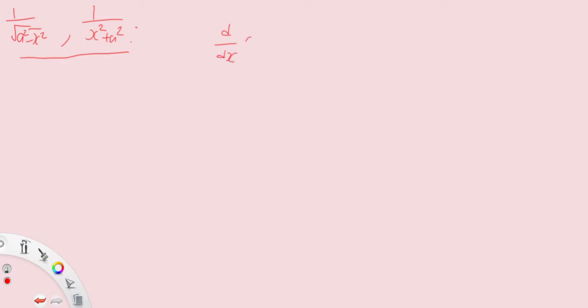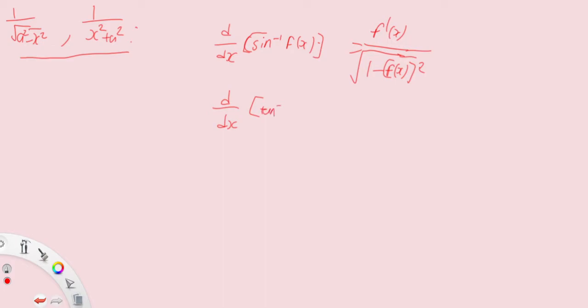Kind of, from the inverse trigonometry, namely sine inverse f(x), which would end up giving you f prime x over root 1 minus f(x) whole thing squared. And for the other one, tangent inverse, right? So d/dx of tangent inverse f(x), you would get back f prime x over 1 plus f(x) squared. Fantastic.